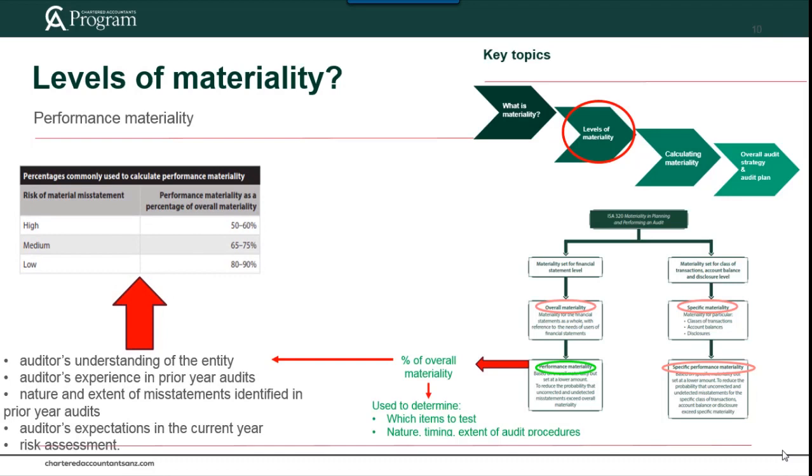This table provides some percentages that are commonly used in practice to calculate performance materiality. Note that these percentages are only guidelines based on common practice. Different audit firms would have different guidance in their audit manuals. And remember, there is an inverse relationship between the risk of material misstatement and performance materiality. So if the auditor determined risk of material misstatement to be high, then a lower performance materiality percentage would be applied.